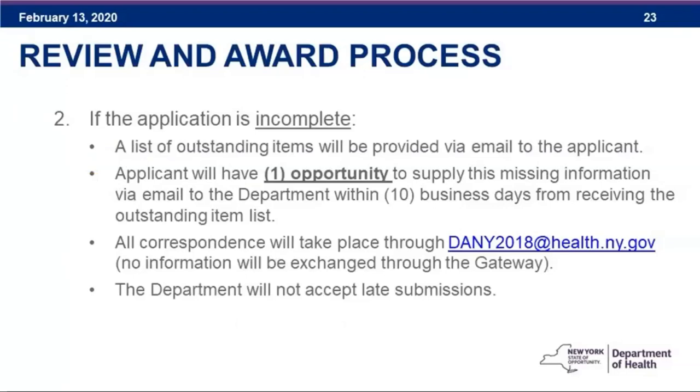If your application is incomplete, you're going to get from your reviewer a list of outstanding items that we need you to provide. You'll have one opportunity and only one opportunity to submit this missing information via email to the department. So your response does not go through the gateway. Your response goes directly back to your reviewer, and you have 10 business days to review that list and provide the missing information. Again, all the correspondence will come from your reviewer, but they will be using the Danny 2018 inbox, and the department will not be able to accept any late submissions.